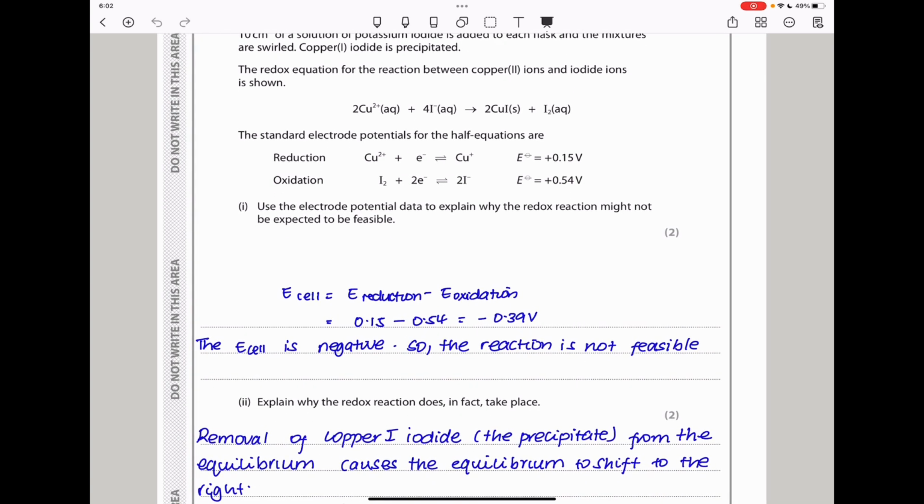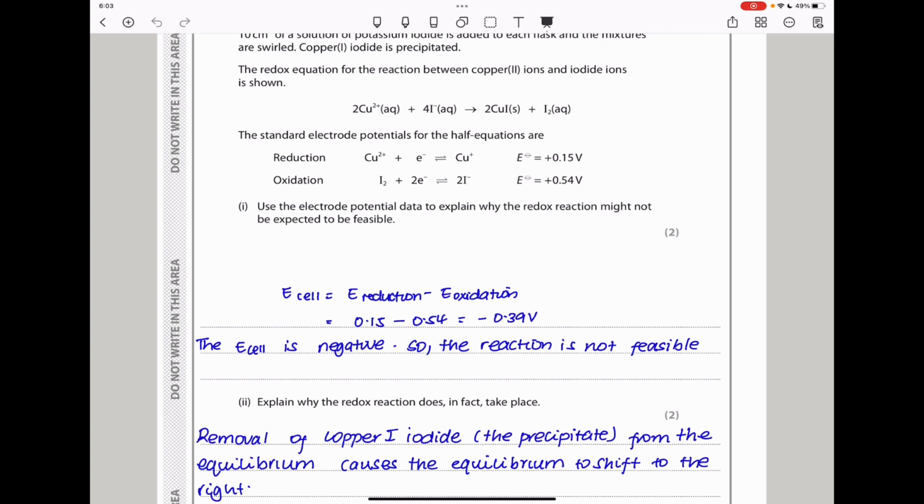Then they say use the electrode potential data to explain why the redox reaction might not be expected to be feasible. So the reaction should be copper 2 giving us copper 1. So you have to rearrange this to give us that. Remember, this should be a product. So you could change this equation, let this be this side and the other side if you're combining the two, or you could just leave it as it is.